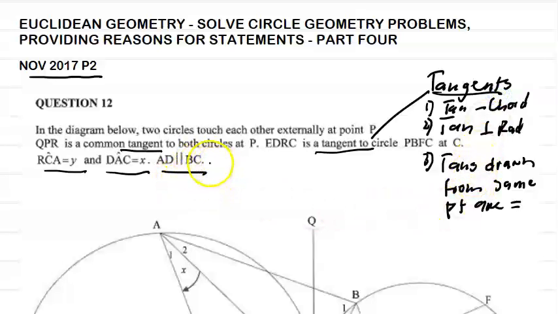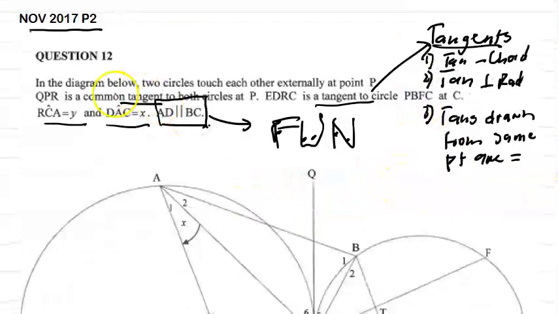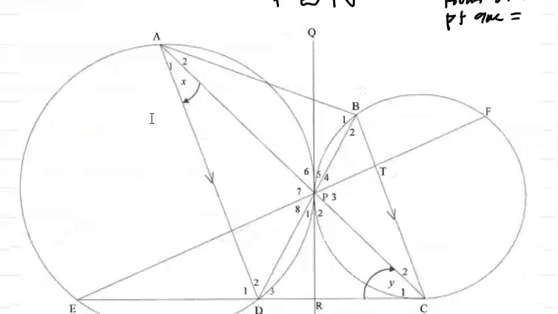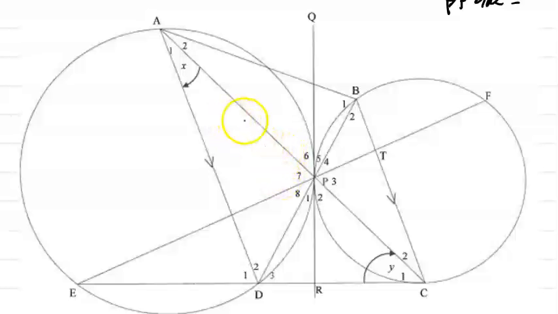Once again, with parallel lines, you need to know the following. Corresponding angles are equal, co-interior angles are supplementary, and alternate angles are equal. And this is very, very important whenever parallel lines are given to us. Then our next step now is to look at our diagram and see, can we identify angles equal to each other? Don't forget that they tell us that RCA is equal to Y and DAC is equal to X. Let's have a look at our diagram. Our job now is to see how many other angles are going to be equal to X and Y.